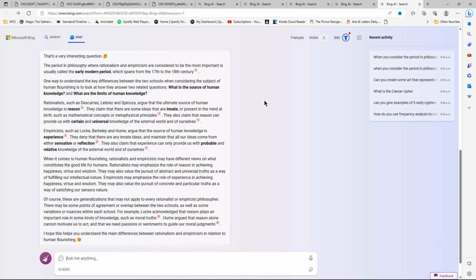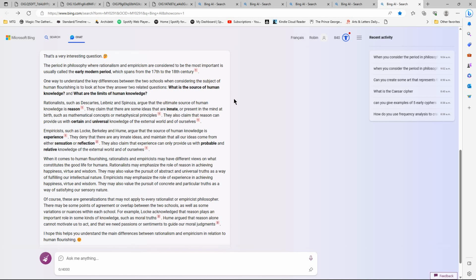Interesting how it's approached this. So yeah, rather than say, oh, these philosophers addressed it and these didn't, because I know it was addressed by Spinoza, it's interesting that it's the angle it's taken here. So one way to look at how they answer two related questions: what is the source of human knowledge, and what are the limits of human knowledge?